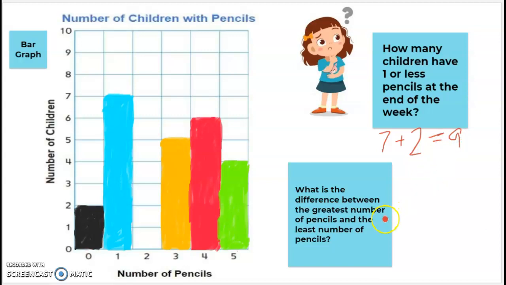Now looking at the second question, what is the difference between the greatest number of pencils and the least number of pencils? We want to make sure we are looking at that object that we need to count. So we're counting the greatest number of pencils, which is 5, and the least number of pencils, which is 0. So we can say 5 minus 0 equals 5. So the difference between the greatest number of pencils and the least number of pencils is 5.